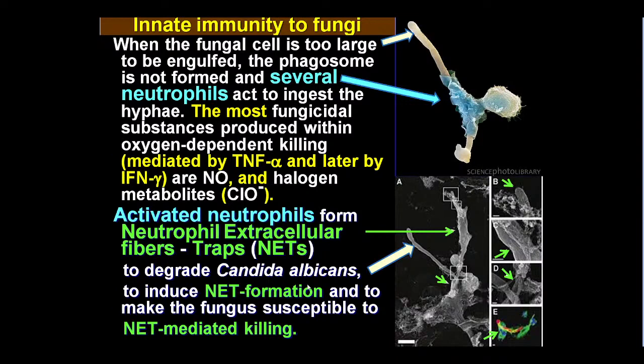When speaking about innate immunity to fungi, a very interesting mechanism is formation of so-called neutrophil extracellular traps. Neutrophil extracellular traps, so-called NETs. Process of the formation of neutrophil extracellular traps is named NETosis. What is happening? If the leukocytes, neutrophils, try to engulf too large fungal organisms, usually more than one group of neutrophils try to engulf this hypha.